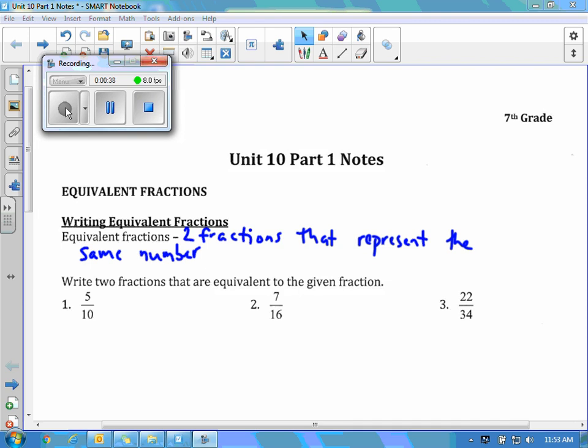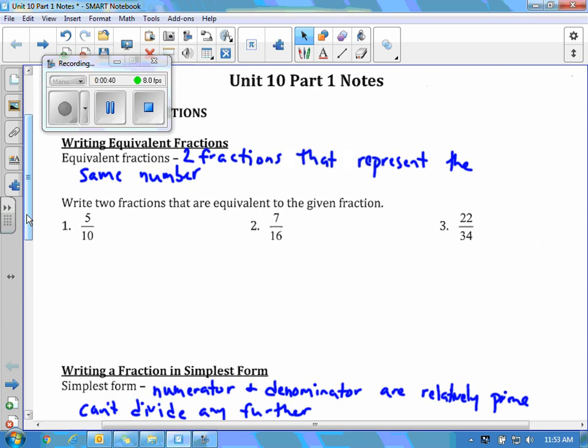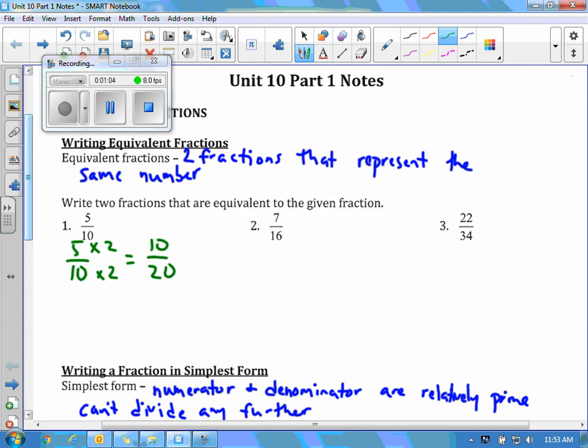So for our first exercises, it says to write two fractions that are equivalent to the given fraction. To find an equivalent fraction, you need to either multiply or divide the numerator and the denominator by the same thing. Here's what I mean by that. My first fraction is 5 over 10. If I multiply the numerator and the denominator by 2, I'll get 10 over 20, which is then an equivalent fraction.